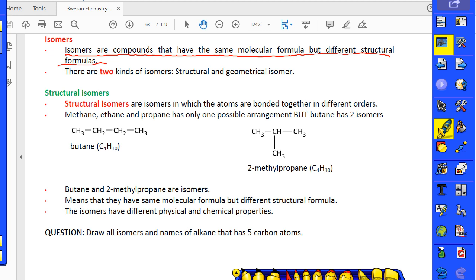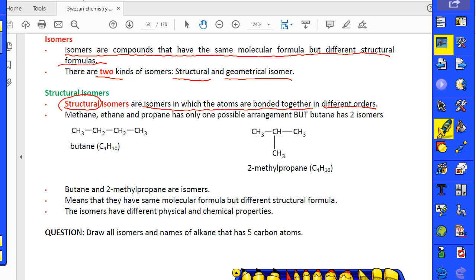And in chemistry, we have two types of isomers: structural isomers and geometrical isomers. Firstly, we will explain the structural isomer. After, we can continue with the geometrical isomers. Structural isomers means about the structure. It means isomers in which the atoms are bonded together in different orders. You have the same formula, but you can arrange the atoms in a different way. You can call them structural isomers.